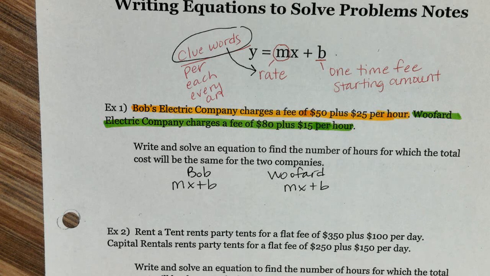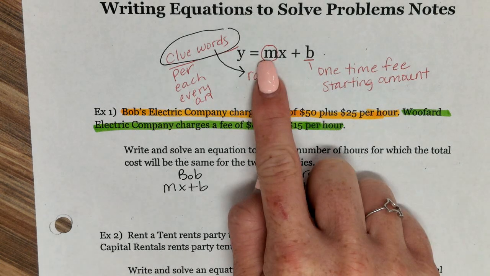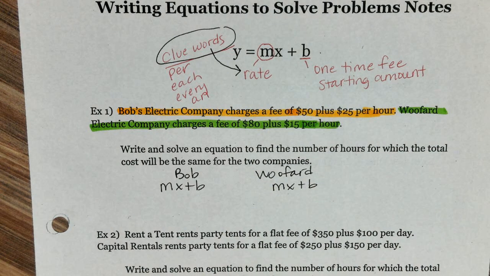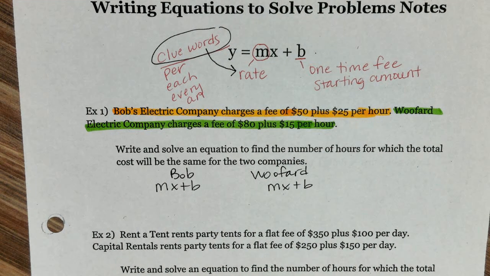Are y'all with me? So will we see problems like this? Oh, you're going to see a lot of these, and they're super easy. So look at Bob's. How many numbers did they give you? 2. One is the m. One of them gets the x. And one is the one-time fee.